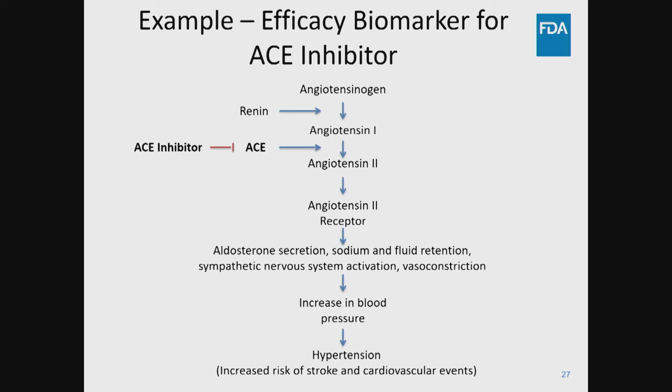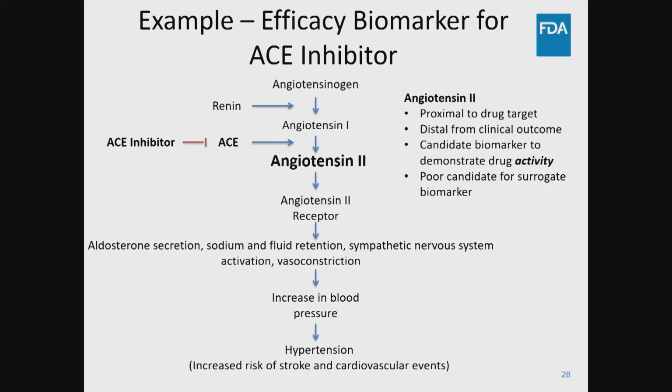So hypertension, although recognized as a disease, is also in itself kind of a biomarker or a surrogate of increased risk for stroke and cardiovascular events. So ACE inhibitors are drugs that inhibit this angiotensin converting enzyme from converting angiotensin 1 into angiotensin 2. So anything downstream of here could be a potential biomarker to show efficacy or drug effect with an ACE inhibitor.